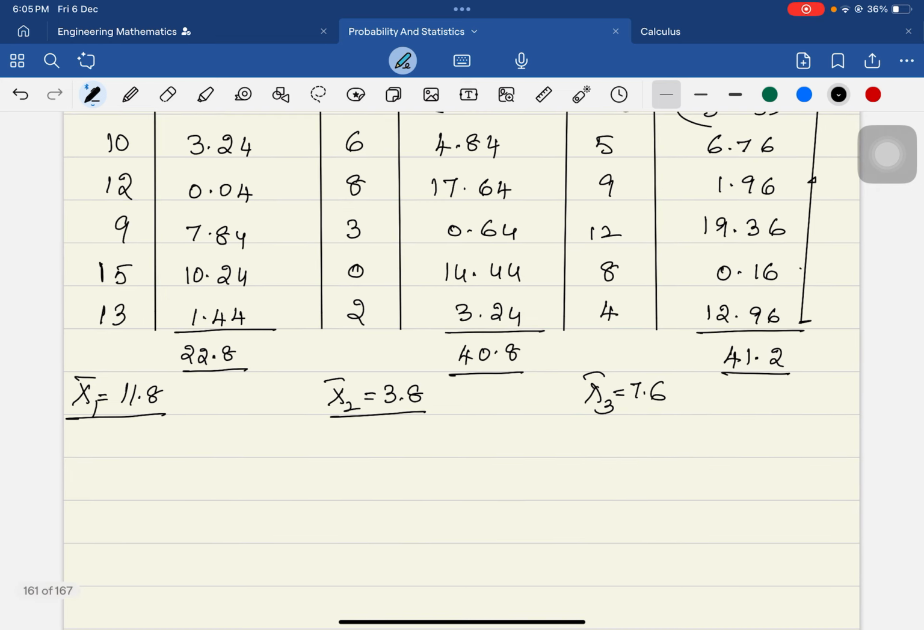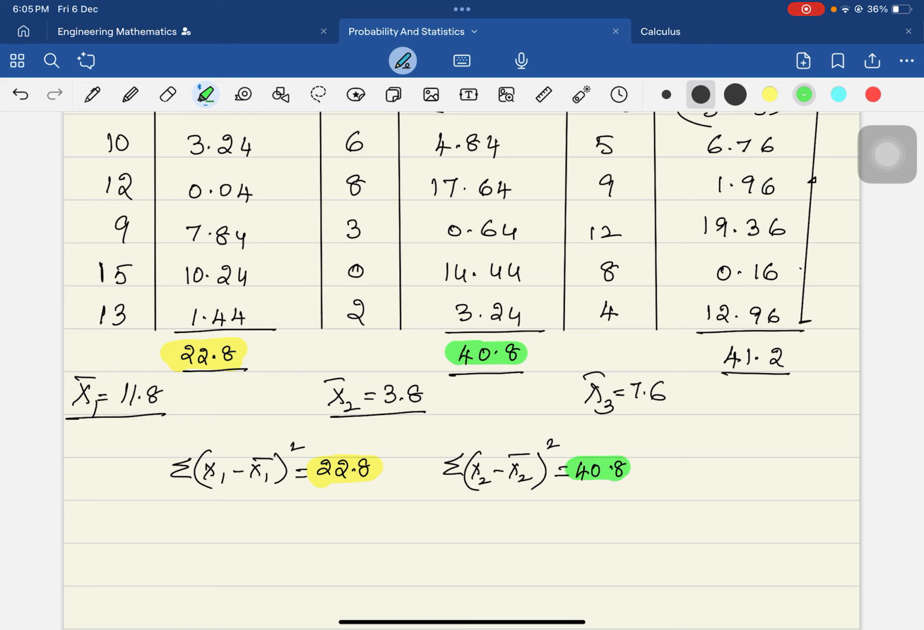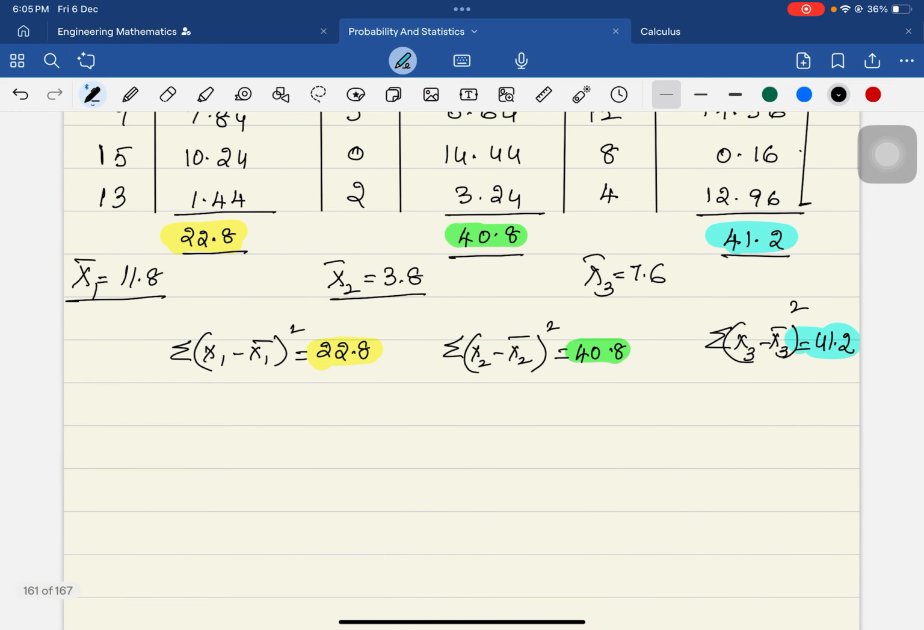So I hope you could understand. What is this now? This is sigma x1 minus x1 bar the whole square, which is given as 22.8. Okay. And now the next one we will write, x2 minus x2 bar the whole square, and that is 40.8. The next one is sigma x3 minus x3 bar the whole square, which is 41.2. So you have now got the sum of the squares of the differences between the mean and each individual value.